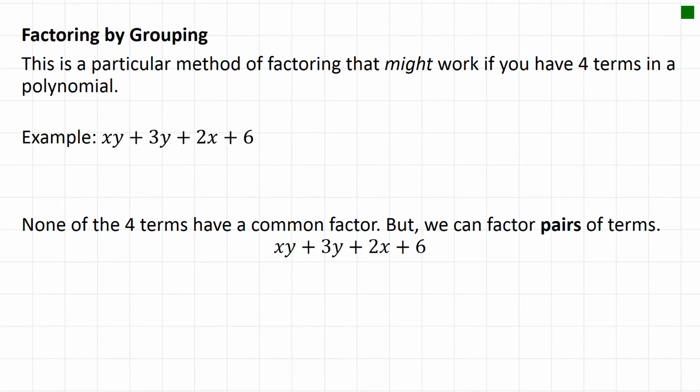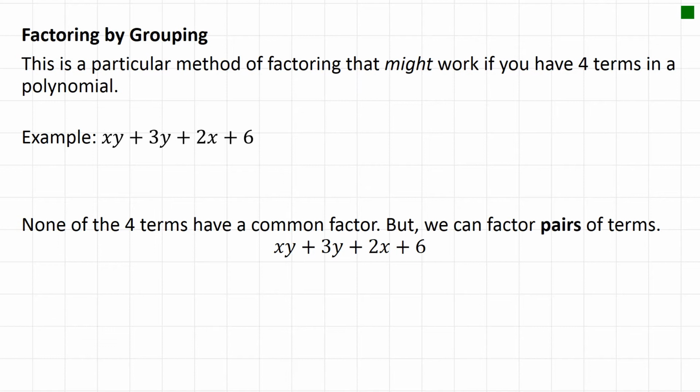So if we look at the example here, xy plus 3y plus 2x plus 6, do these 4 terms have anything in common? Can we factor off a common factor? And the answer is no. Each of those 4 terms does not have something in common. They don't have a common coefficient, and they don't have a common letter or variable. So there's nothing that we can do to factor off of every term.